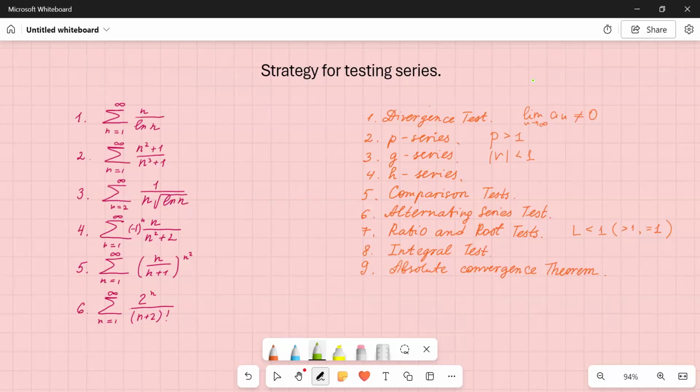I know that n is growing faster than ln of n, so probably this expression actually goes to infinity. And the first test which comes to my mind is the divergence test, because if the term does not go to zero, definitely the series is divergent. So I'm going to connect my first problem with the divergence test.